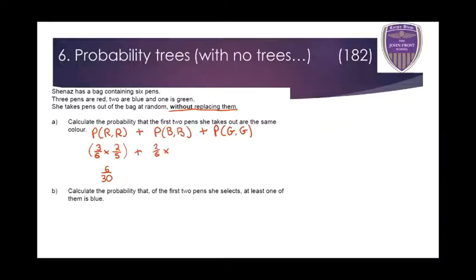And we're going to multiply. Now there's 1 less blue pen, so there's 1 blue pen left, and there's 1 less pen in the bag, so 1 over 5. Multiply these fractions together. 2 times 1 is 2. 6 times 5 is 30. I'll leave that in there.